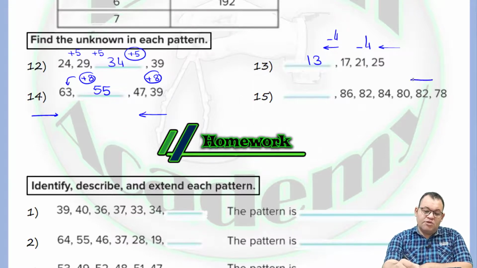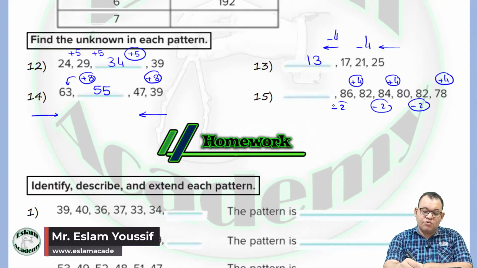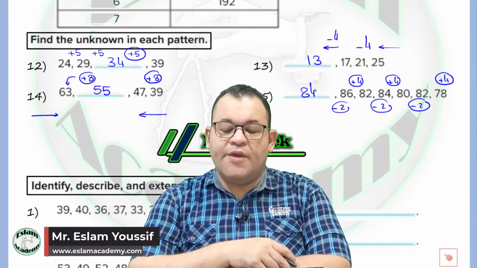Again, we will start from the right to the left. 78 becomes 82. That happens when you add 4. Then 82 becomes 80 if you subtract 2. 80 becomes 84 by adding 4. 84 will be 82 if you subtract 2. 82 becomes 86 if you add 4. If you look at the pattern, one time you add 4, subtract 2. Add 4, subtract 2. Add 4, then the next by subtracting 2. 86 by subtracting 2 will be equal to 84. And that's how we can solve the numerical pattern.